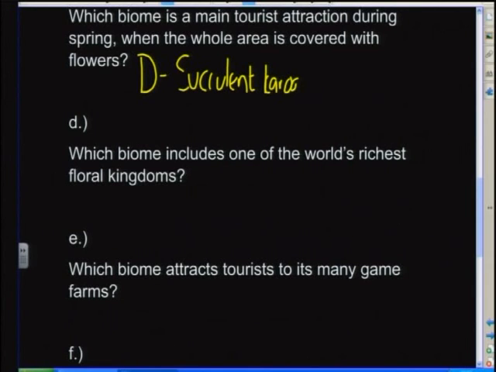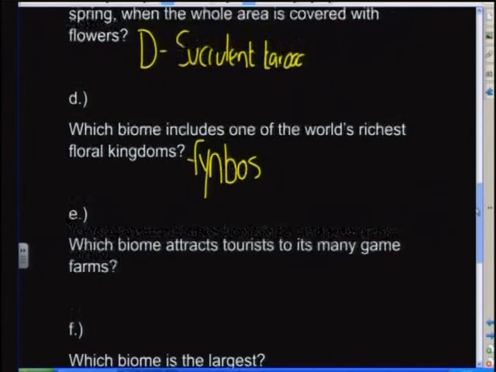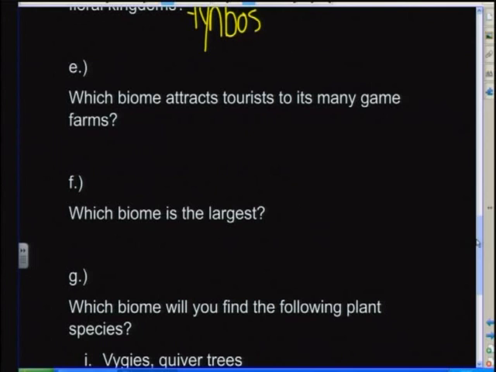Next question. Which biome includes one of the world's richest floral kingdoms? Which of our biomes is filled with biodiversity? I said, lovely with our proteas. That is our Fynbos. All you need to know is what the different kinds of attractions are. Which biome attracts tourists to its many game farms? The bushveld, our savanna. Although sometimes if you look at the grasslands, I think there would be the most.